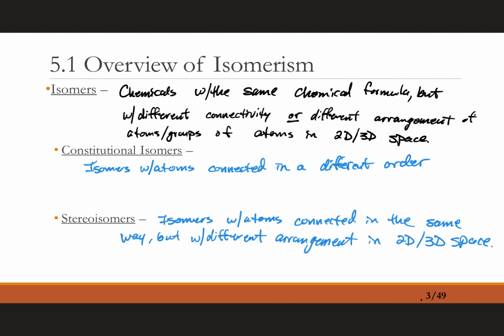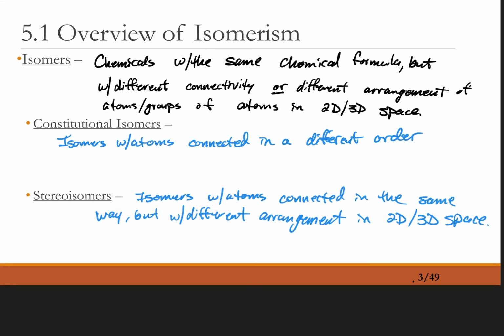All right, giving an example here of some constitutional isomers. If I gave you the structure of pentane, which is going to look like this, pentane has the chemical formula C5H12. If I move a couple of the groups off of there, I could have this structure, which is also C5H12, but it would actually be named 2,3-dimethylpropane. It has the same atoms, 5 carbons and 12 hydrogens, but they're connected in different ways.